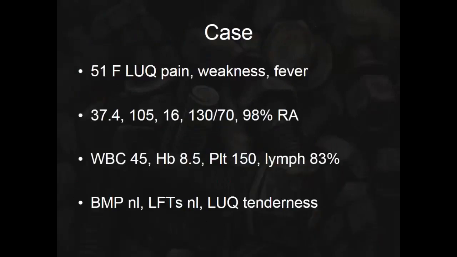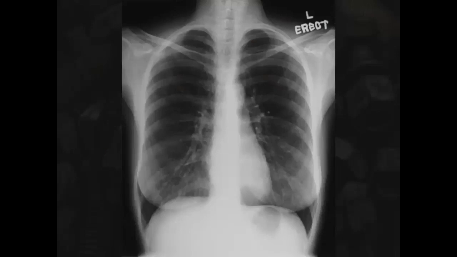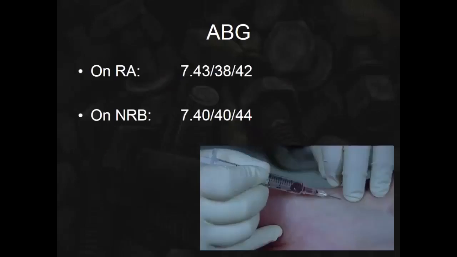All right, here's another case. 51-year-old female with left upper quadrant pain, fever, and weakness, has normal saturation on room air, but has a bit of aberrant heart rate, white count 45, a lot of lymphocytes, a little bit of anemia. Rest of the numbers are good. Left upper quadrant is tender. X-ray looks, I don't see any infiltrate. You see them? Sure. And you get a blood gas.